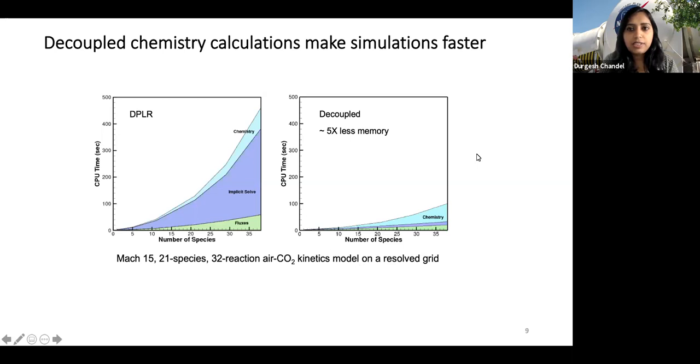Another thing I mentioned was the decoupled chemistry. This is a sample example for 32 reactions, air and CO2 system, and this was a Mach 15 flow for 21 species. Using DPLR, the CPU time was huge, and using a decoupled method in US3D, the computational time is greatly reduced. I am showing this chart only to emphasize that this feature was not available in DPLR, which is now in US3D.